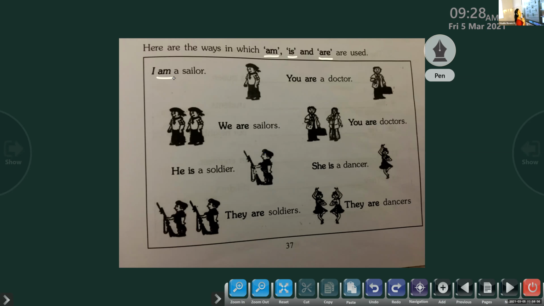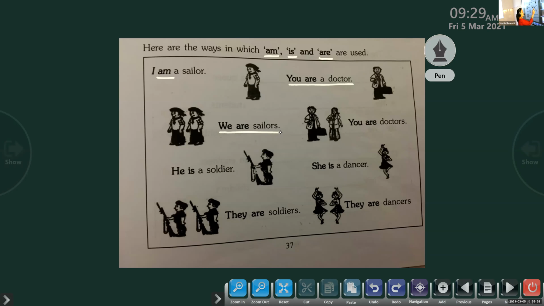But there is a difference. Here we are speaking about one person, but another person other than us. So we will say, you are a doctor. We have to use are when we speak about another person, even if the person is only one. In the same way, if two people are speaking about themselves, we have to use we are. We are sailors.